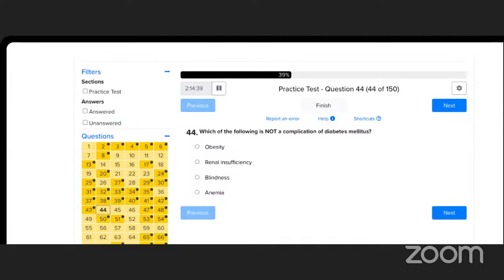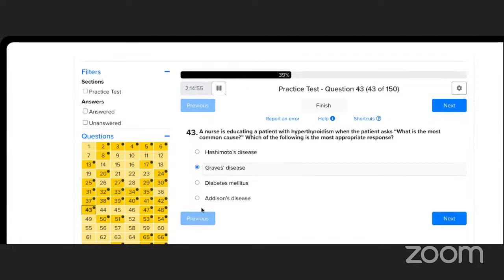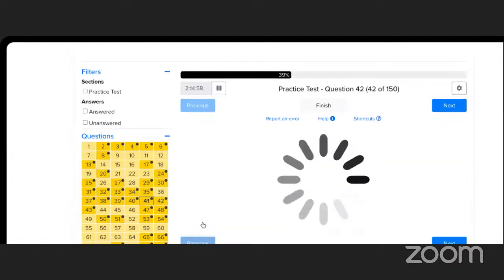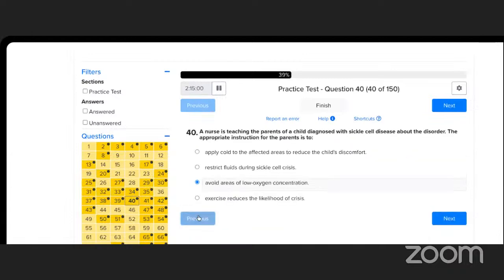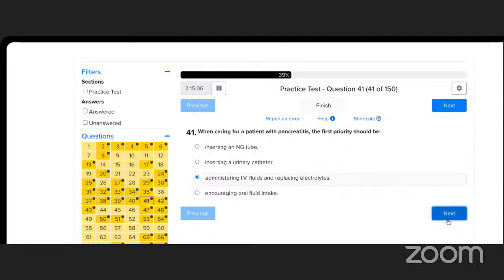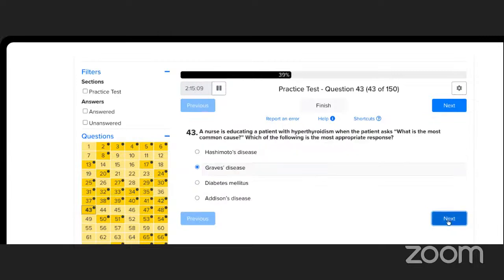We're on 43. Did I move this thing? We did 40. So we did 40 while we were muted, where I answered a patient with sickle cell disease. I'm going to avoid areas of low oxygenation, is what I picked.